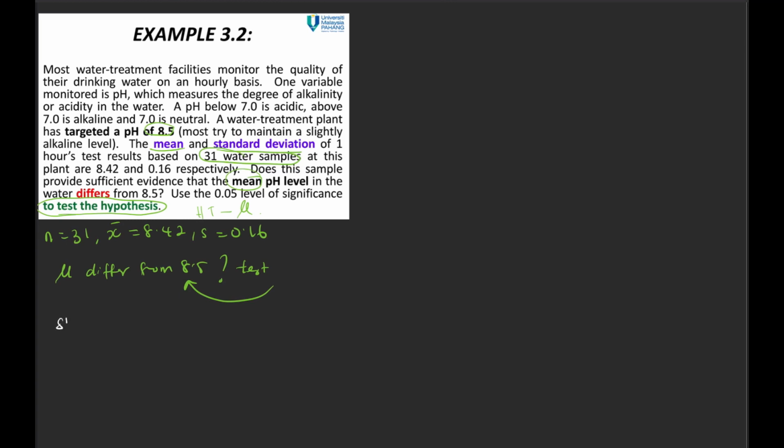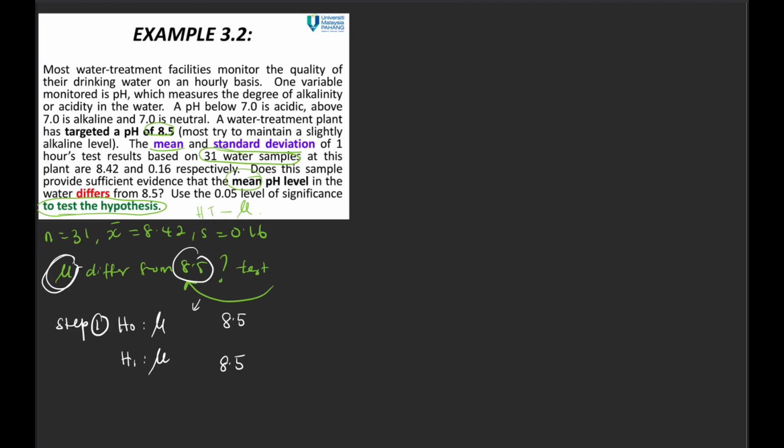Look at step number 1. Step 1 is to formulate your hypothesis. Your hypothesis must have H null and H1. On the left side of H null must be theta, and theta is the parameter. The parameter here is mu, so you put mu on both. On the right side of the hypothesis will be the values. What is the value for this mu? 8.5, so you put 8.5 on both. In the middle will be the symbol: equal, greater than, less than, greater than or equal, less than or equal, or unequal.